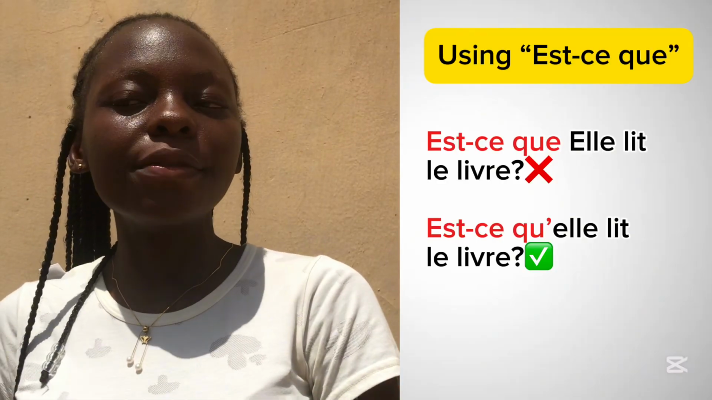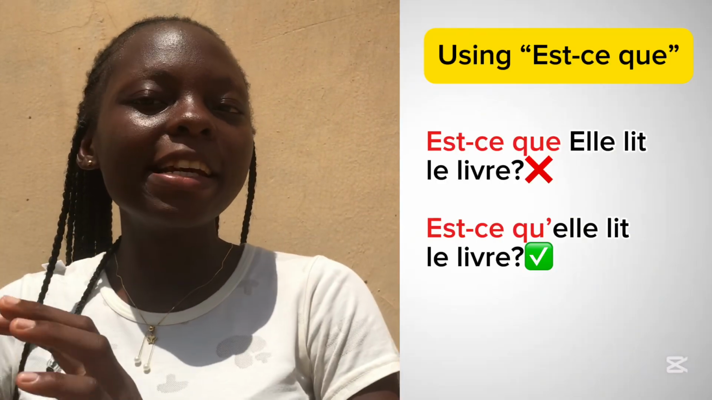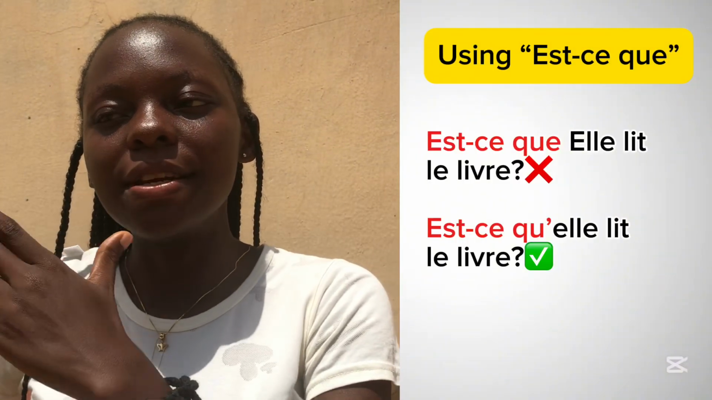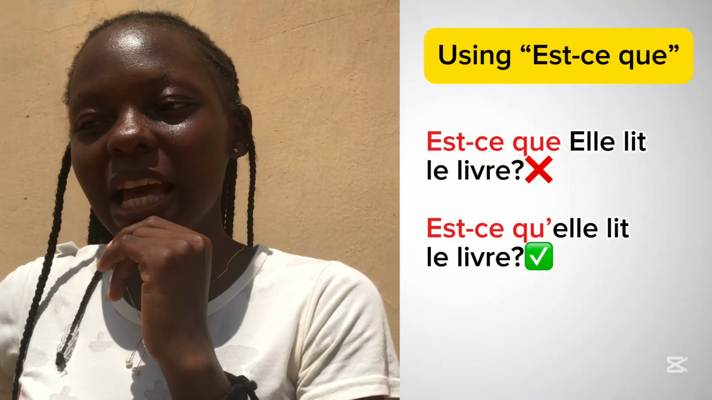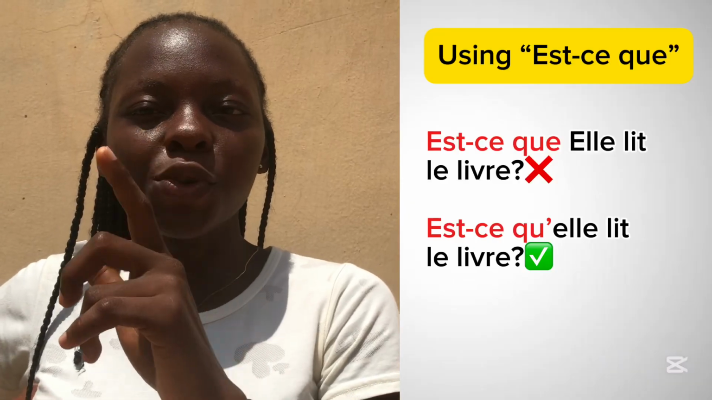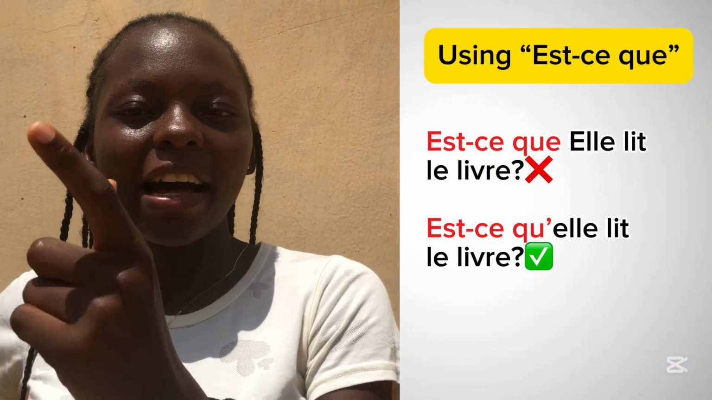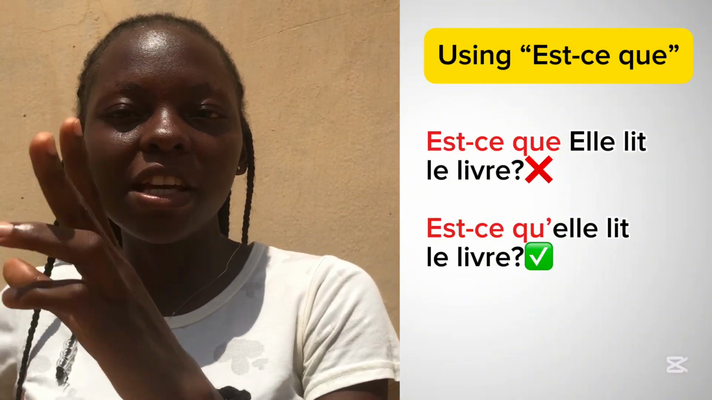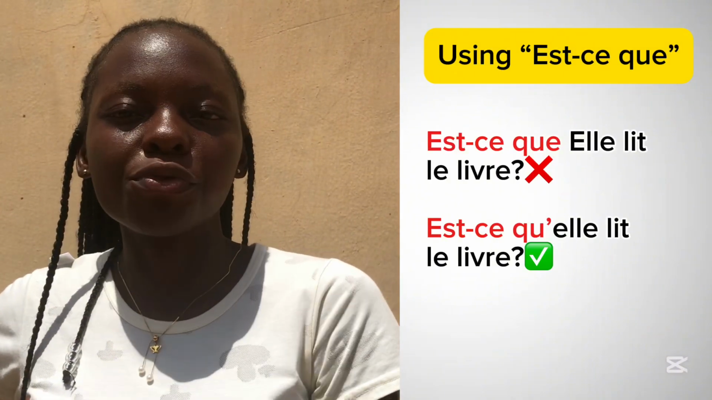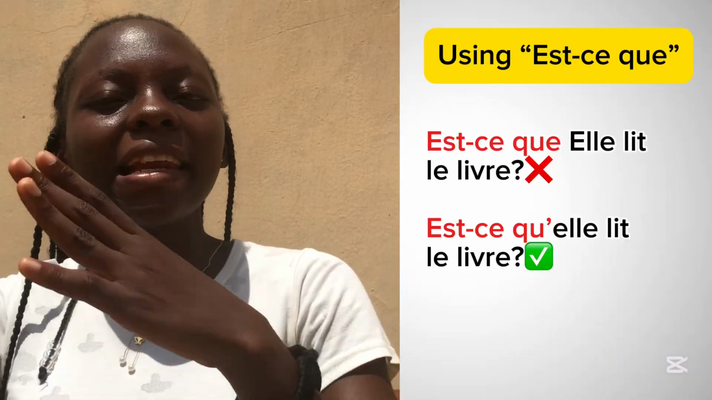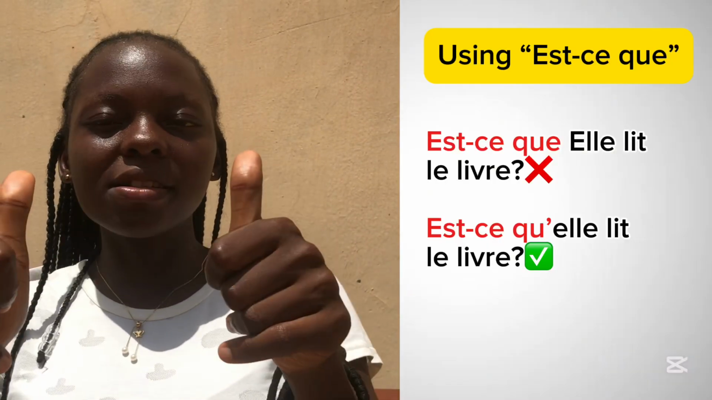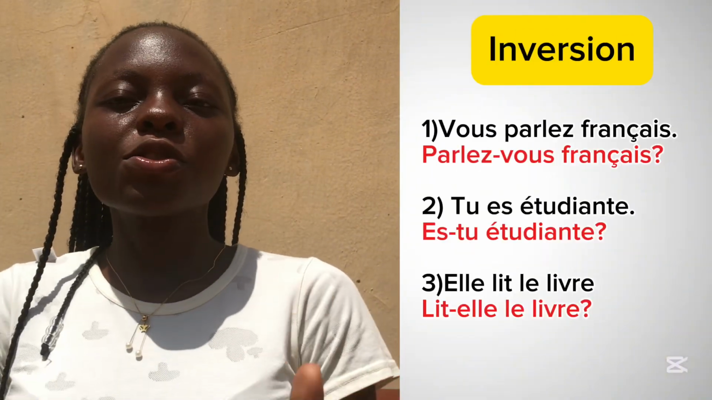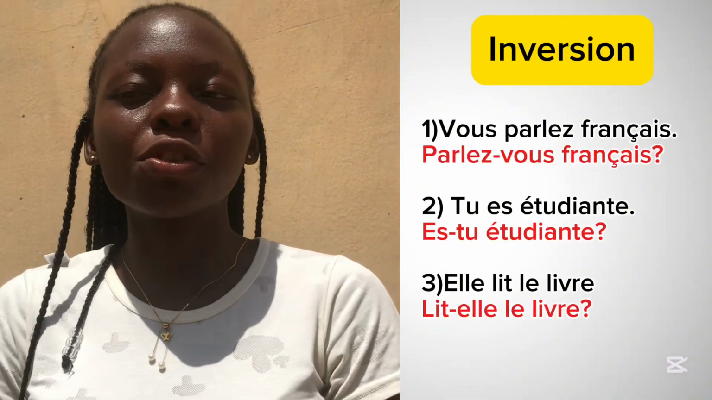So the last one, elle lit le livre. Est-ce que elle lit le livre? Is that correct? Est-ce que is ending with an e, and elle is starting with an e. So you have to remove the e on the que and introduce an apostrophe. So, est-ce qu'elle lit le livre? Correct. So the last method is the inversion method.